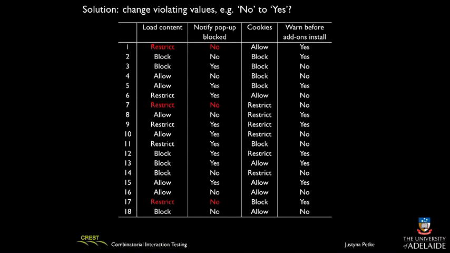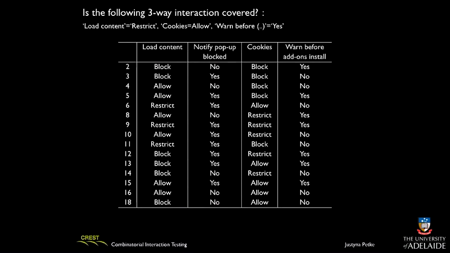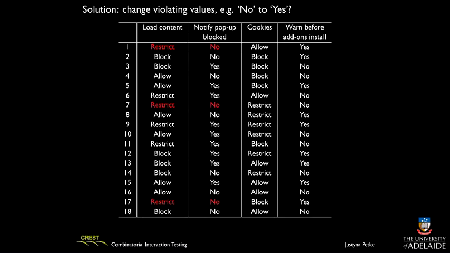So what do we do? We could say, okay, so this previous combination, so whenever we have restrict, so what was it here? So restrict cookies allow yes, and one before I add-ons install yes. We could take some test cases, and going back to the original 18, we could tick the 3 that are violating, that we would otherwise kick out, and make them go from no, which is violating the condition, to a yes.